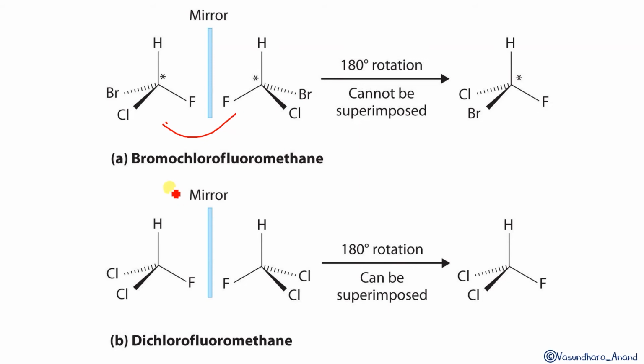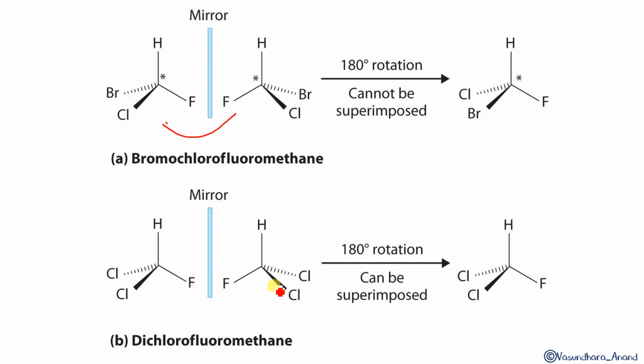Got it? In this case, let's see. The chlorine is wedge and dash also. Okay, wedge and dash also. So if I take the mirror image, this chlorine will come over here. But here, if I rotate this by 180 degrees, both are chlorine. So they are mirror images of each other. But what? It is going to superimpose, isn't it?